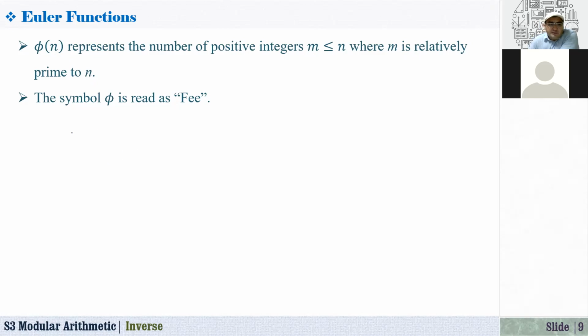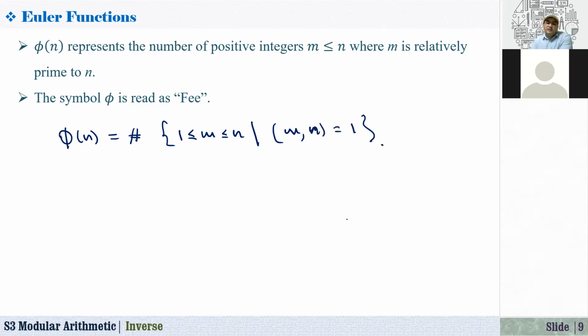So what is this? That means, simply, what is phi n? Phi n is a number, where m is less than or equal to n, and the highest common factor of this m and n should be equal to 1. And this is how we define this phi of n. It's a function. How should we read this? It is a number. This phi of n is a number, right? What is it? It is the number of the numbers in this set.